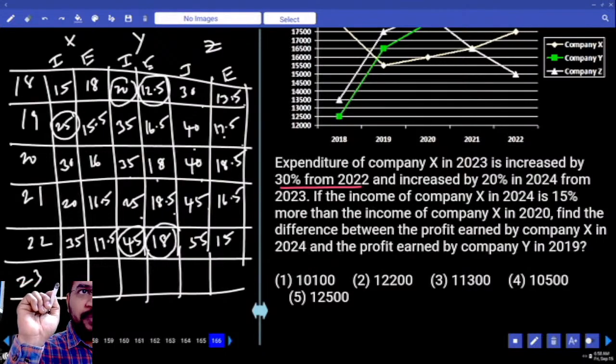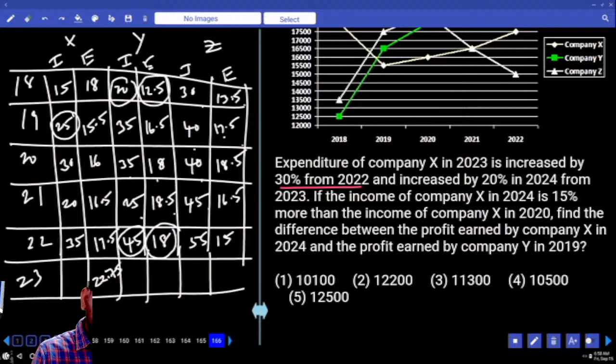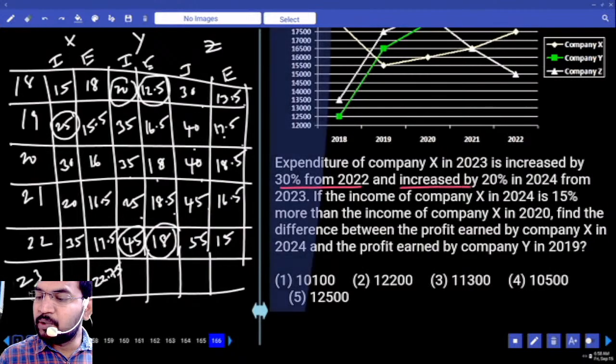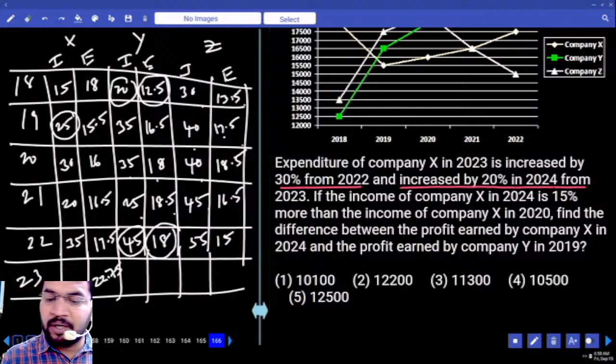10% is 1.75. 1.75 into 3 is 5.25. 5.25, if we add, 22.75. Next one. And increase 20% in 2024 from 2023.